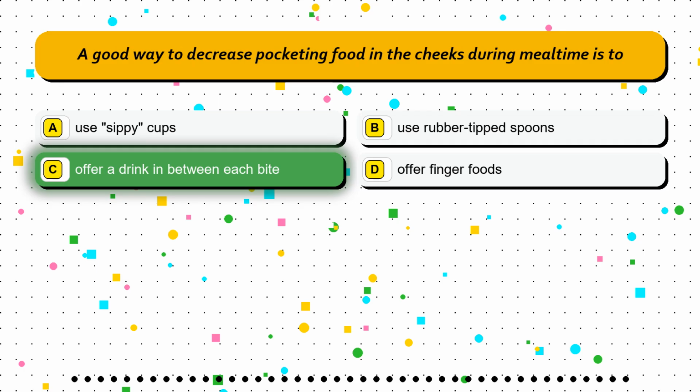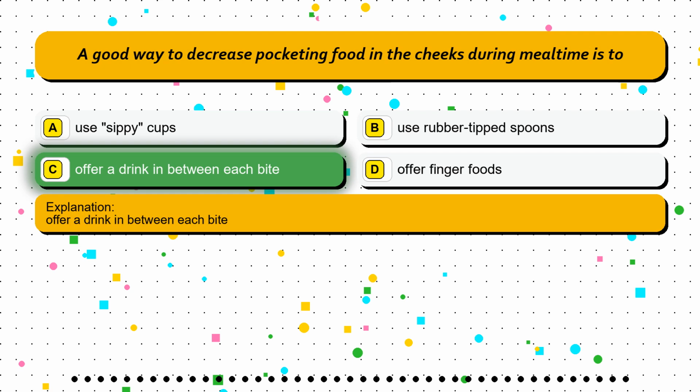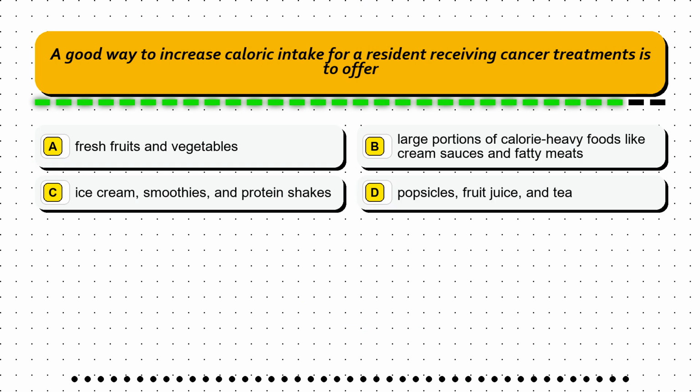The correct answer is option C, offer a drink in between each bite. Question 21. A good way to increase caloric intake for a resident receiving cancer treatments is to offer: Option A, fresh fruits and vegetables. Option B, large portions of calorie-heavy foods like cream sauces and fatty meats. Option C, ice cream, smoothies, and protein shakes. Option D, popsicles, fruit juice, and tea.